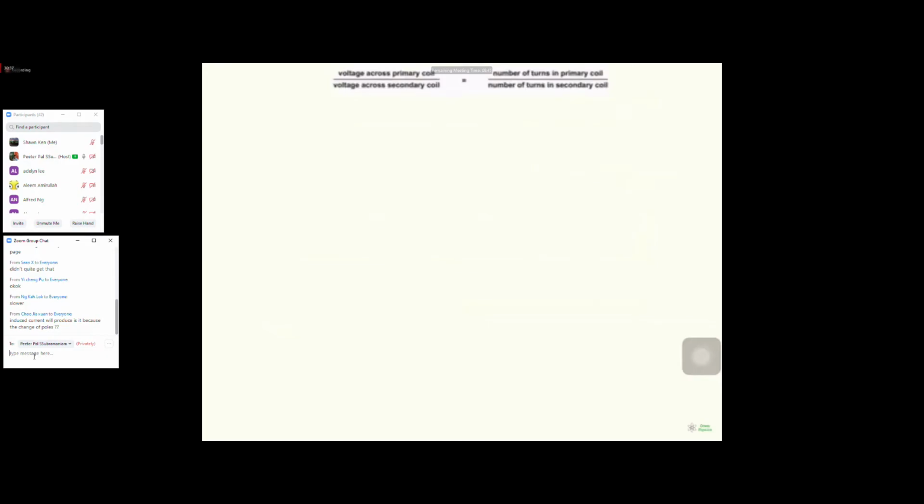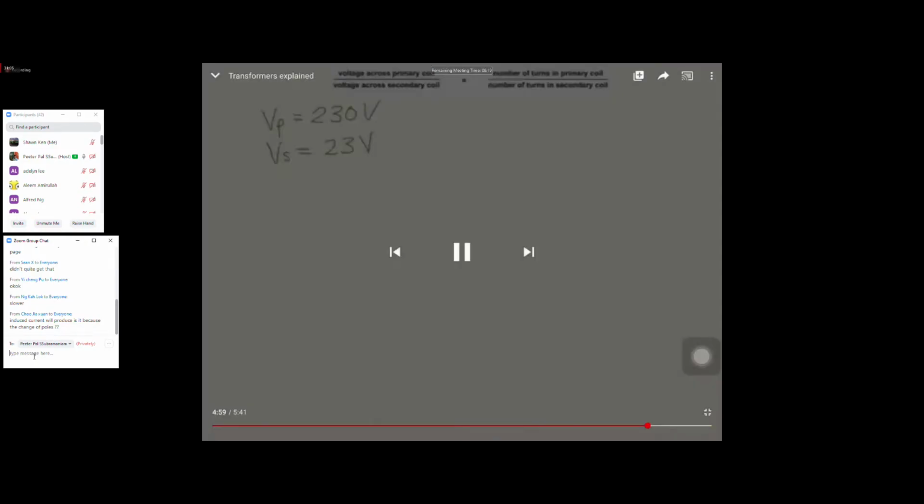Here is our transformer equation. All it tells us is that the ratio between the voltages on the primary and the secondary coils is equal to the ratio between the number of turns in the primary coil and the number of turns in the secondary coil. For example, if we had a primary voltage of 230 volts, that's the mains electrical voltage in the UK, and a secondary voltage of 23 volts, that would tell us that the ratio between the two needs to be 230 divided by 23, or 10.